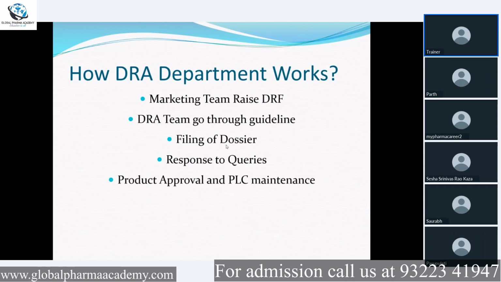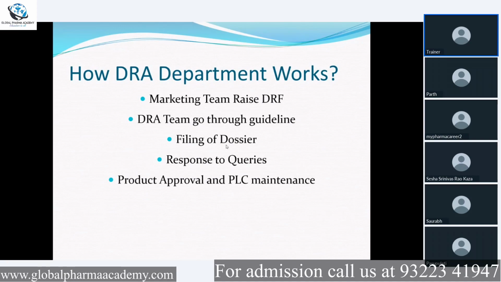So after receiving that DRF, the regulatory affairs team, the DRA team, goes through the guideline in depth. Whatever documents are available, they will check that documents availability, and whatever documents are required from the plant or site, they will request, or they will give the request in mail.